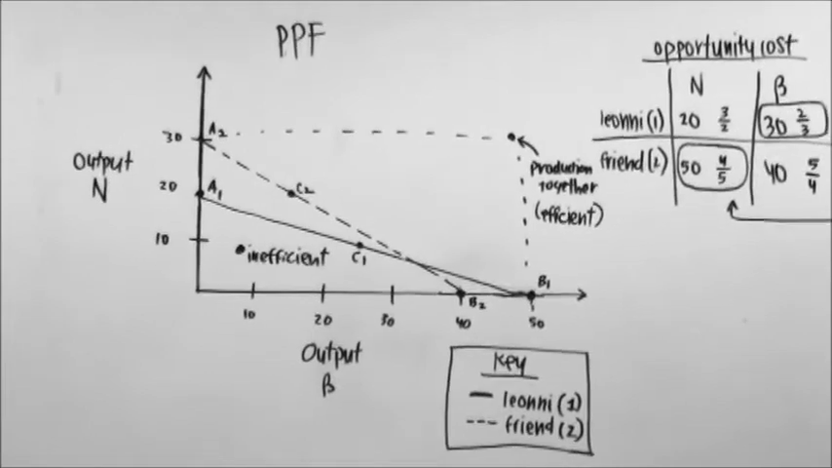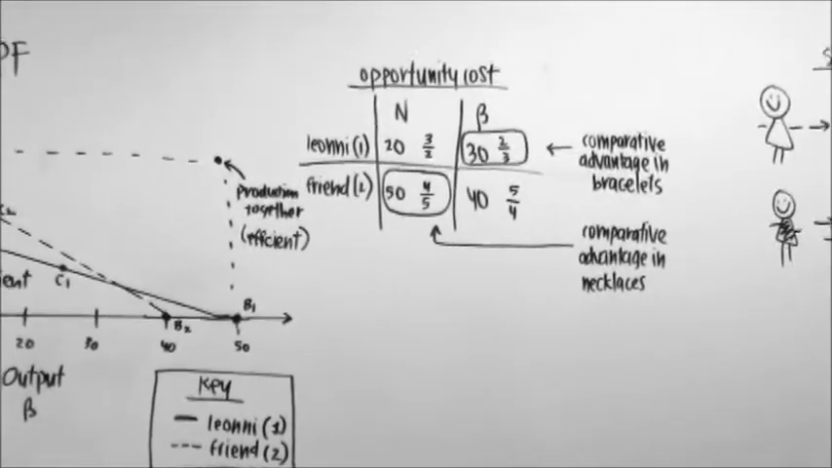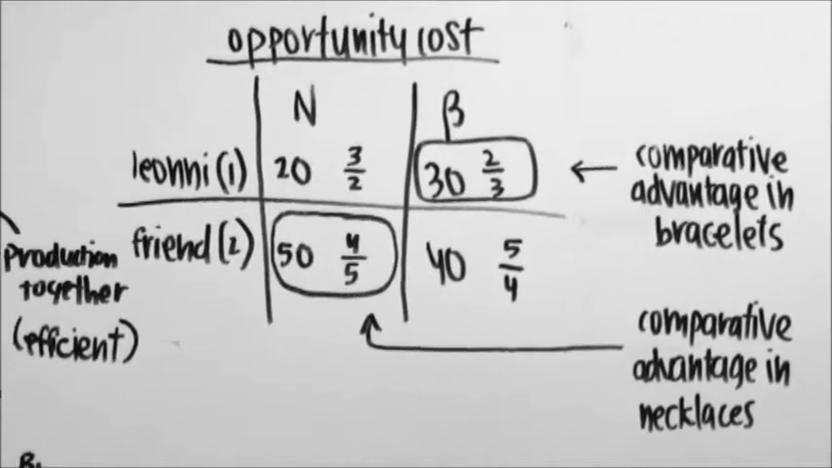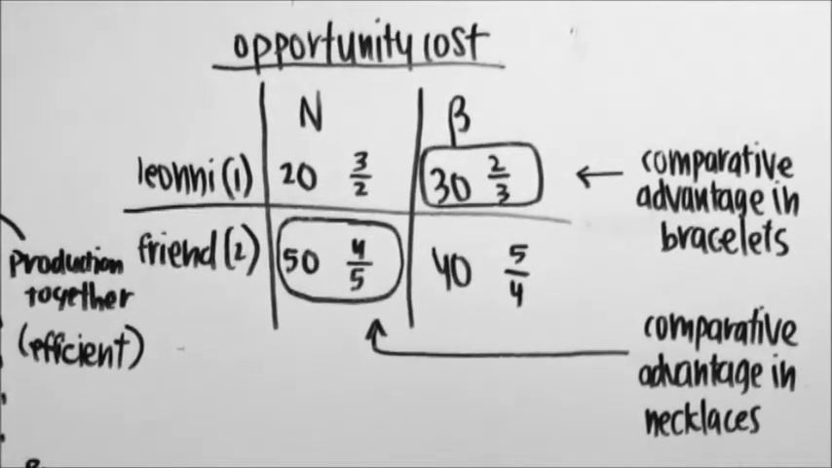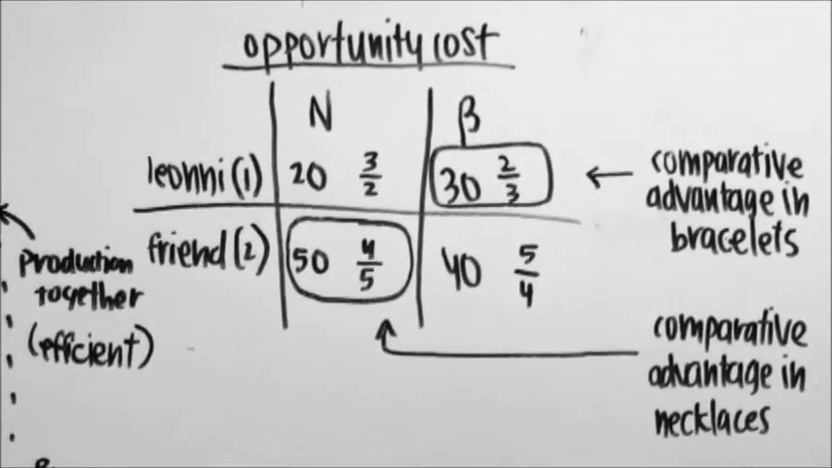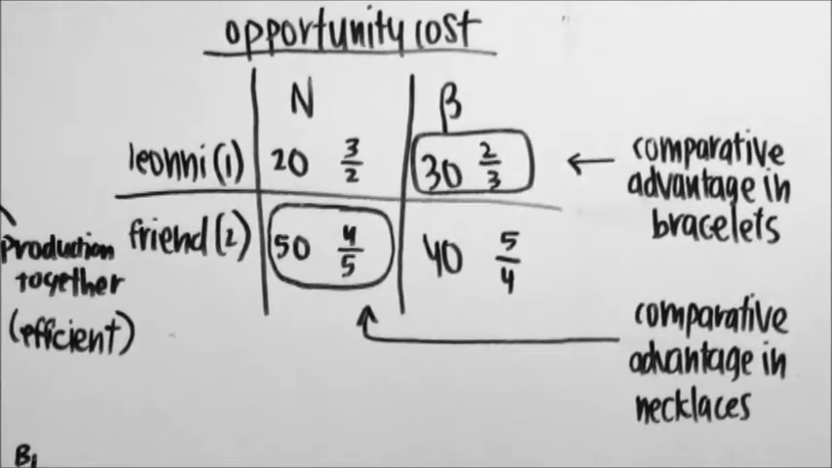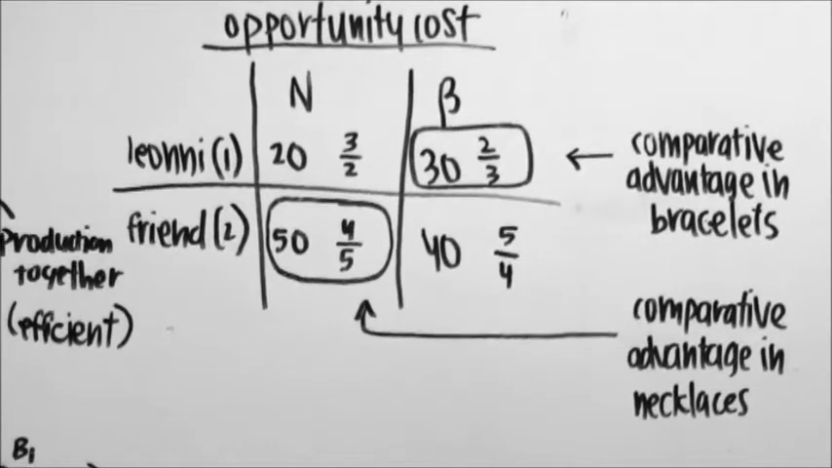To determine this, I calculated the opportunity cost. The maximum necklaces in a day I can make is 20, and the maximum bracelets I can make is 30. The maximum my friend can make is 50 and 40. So this means that the opportunity cost I have of making necklaces is 1.5 bracelets, and the opportunity cost of making bracelets is 0.66 necklaces.